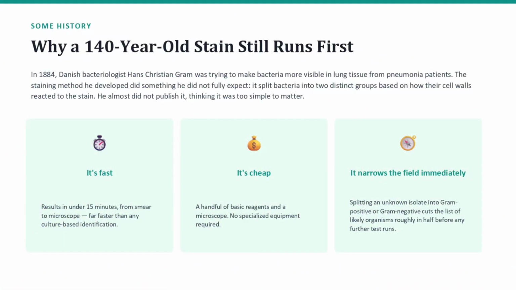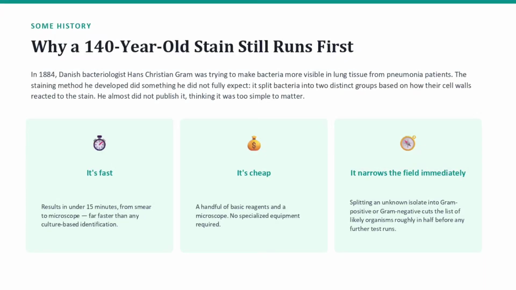Let's start with a bit of history, because it actually explains a lot about why this test has survived so long. In 1884, a Danish bacteriologist named Hans Christian Gram was trying to make bacteria easier to see in lung tissue taken from pneumonia patients. The staining method he developed did something he did not fully expect. It split bacteria into two clearly distinct groups, based purely on how their cell walls reacted to the stain. He almost did not publish it. He genuinely thought it was too simple a technique to matter.